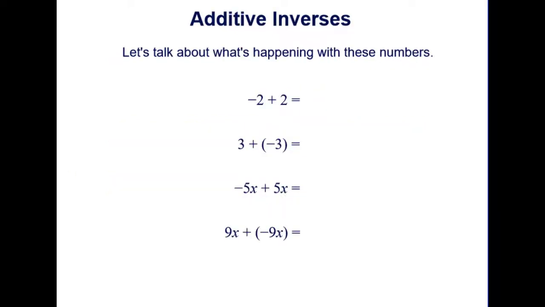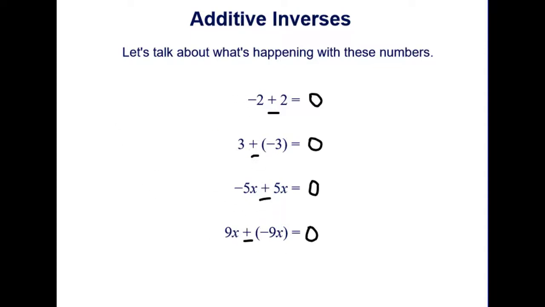Now let's talk about what's happening with these numbers. They're called additive inverses. So negative 2 plus 2 is 0. 3 plus negative 3 is 0. Negative 5x plus 5x is 0. 9x plus negative 9x is 0. With an additive inverse, basically they cancel out or simplify to 0 if we add them together.